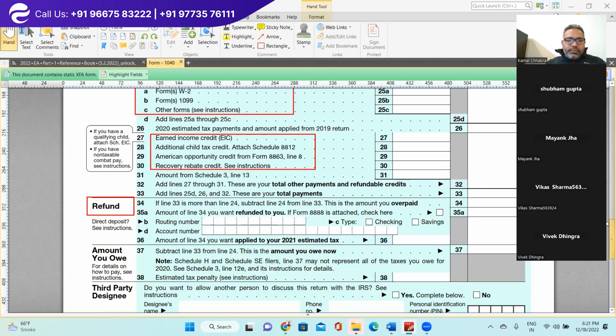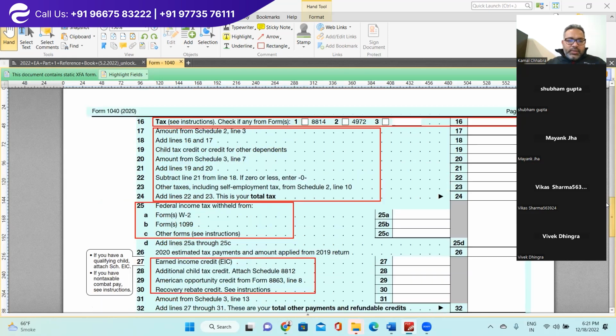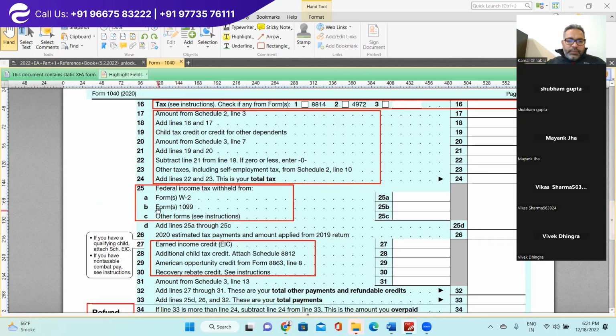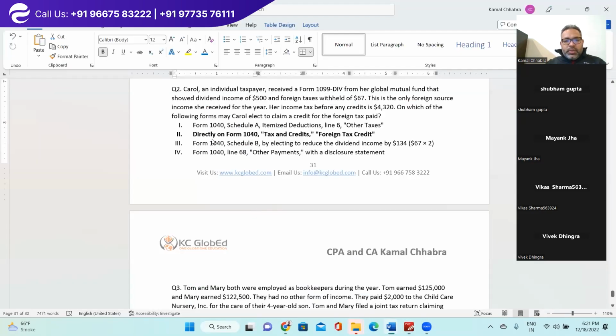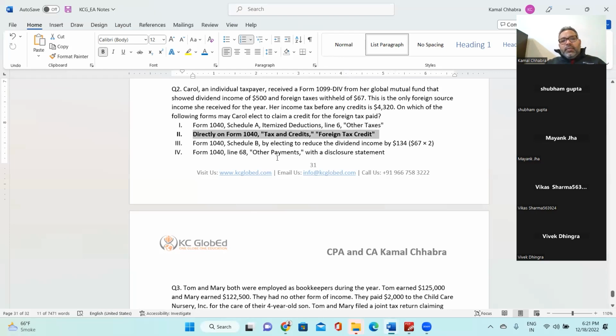So my question to you, where will we be putting this foreign tax credit? It will come over here in the form number 1099, right? If you see, the option is foreign tax credit will directly come to the form number 1040. It will not go in the itemized deduction, nor into the dividend income, and it will not go into the other payments. Make sense?